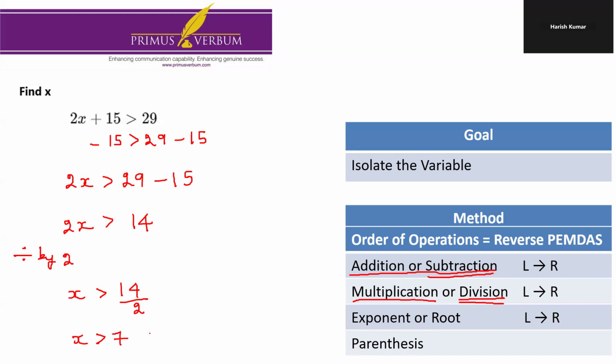Okay, x greater than 7 is the value of x. It's a range of values greater than 7 going right up to plus infinity. I hope this is clear to you now.